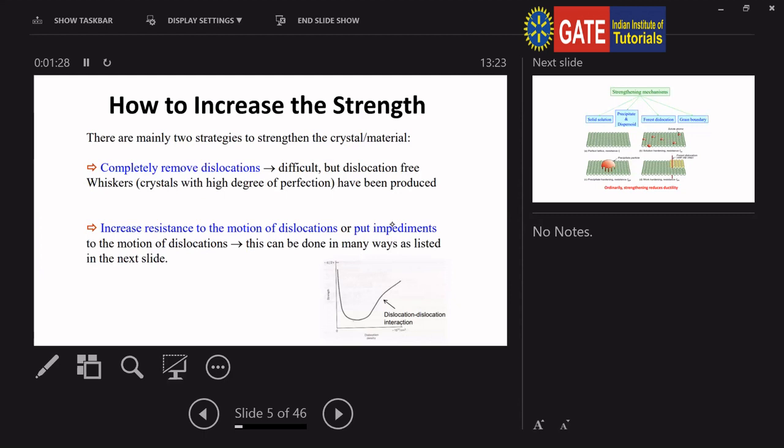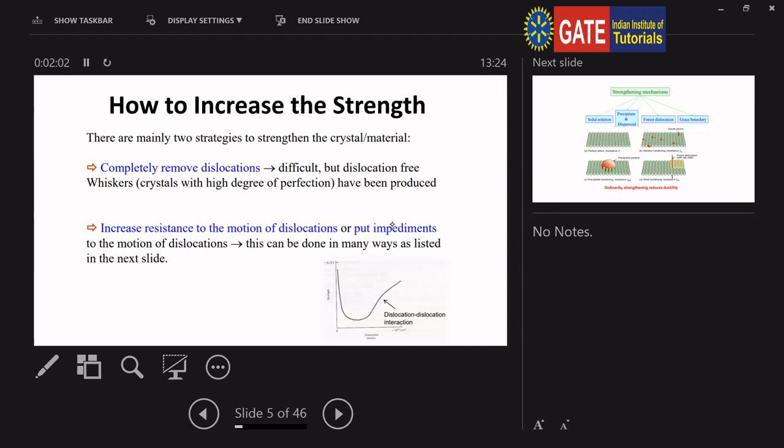So one is to completely remove dislocations, but it is very difficult to produce a material without defects, hence this is not generally used. The second one is to increase the resistance to the motion of dislocations, meaning put something in that will obstruct the motion of dislocations. That is what we are going to study in this chapter. This can be done in many ways, which are listed in the upcoming slides.